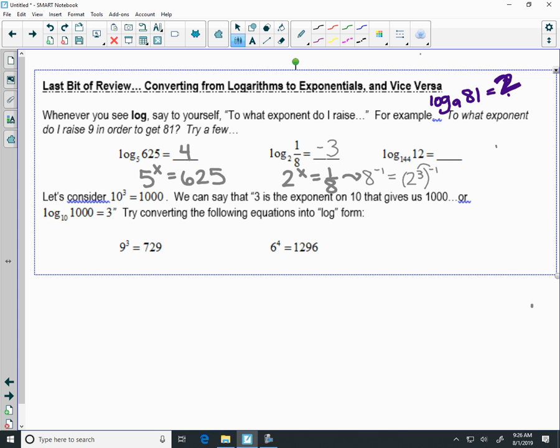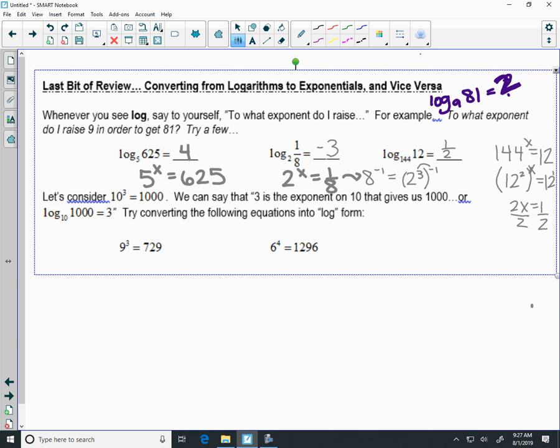Last one here, 144 to some power is 12. Well, 144 is 12 squared. So here, 2x equals 1. X is 1/2. 144 to the 1/2 is 12. Power to the 1/2 is the same as square root, so that's lovely.